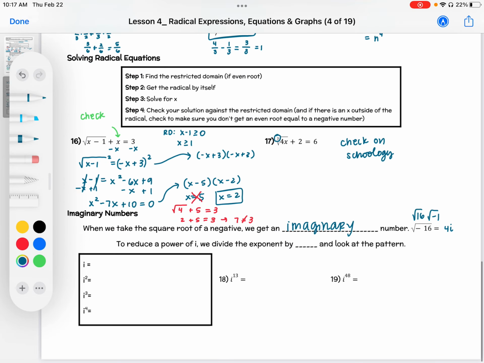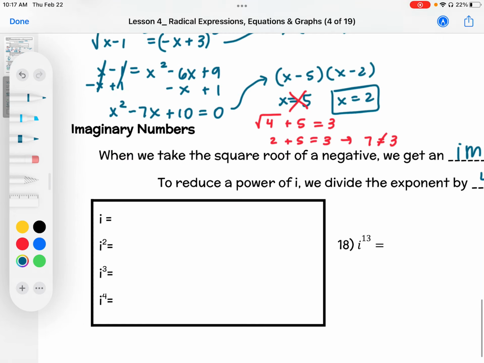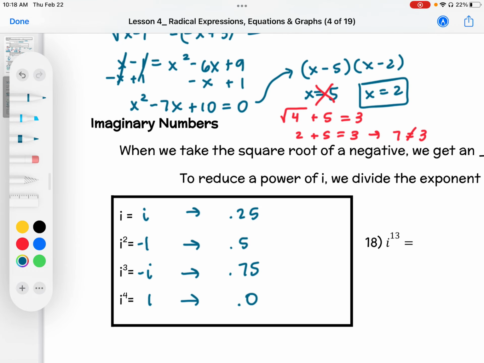And then if we're looking for a higher power of i, to reduce the power, we divide the exponent by 4 and look at the pattern. So this is where the i, 1, negative, negative sandwich comes in. So the negatives go in the middle. And if we're trying to reduce a higher power, then what we want to do is look for the decimals. So i is always going to be a 0.25. i squared will be a 0.5. i cubed will be a 0.75. And i to the 4th will be a 0.0. So it'll be like a whole number.